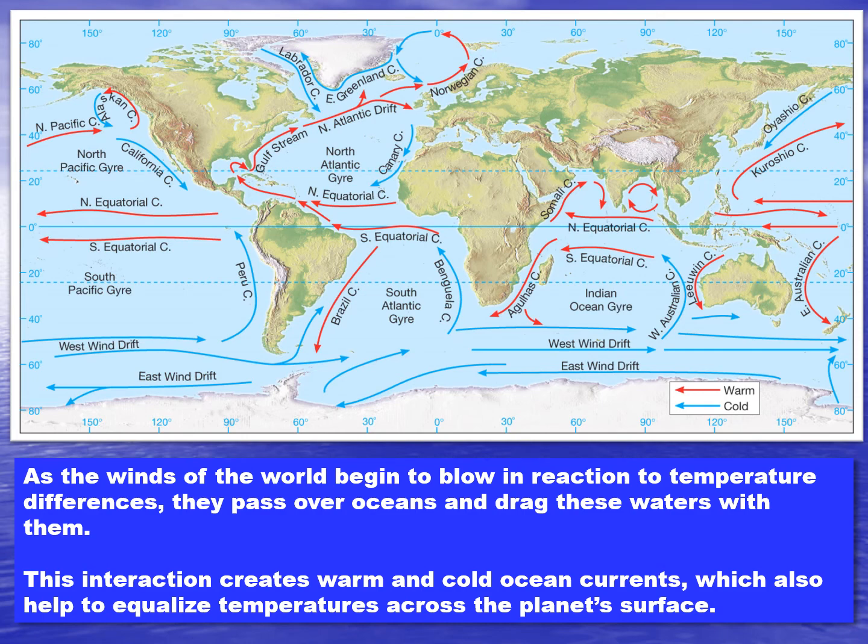Okay, we have seen this same image before back in chapter 3. So these surface currents in the ocean are related to the global winds. Okay, so as the winds of the world begin to blow in reaction to temperature differences and therefore pressure differences, and they are also deflected to the right in the northern hemisphere due to the Coriolis effect, they pass over oceans and drag these waters with them. So the interaction creates our warm and cold ocean surface currents, which help to equalize temperatures across the planet's surface.